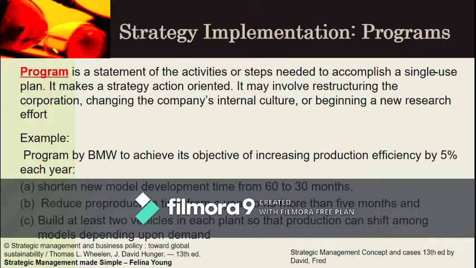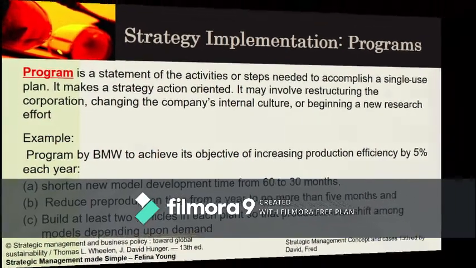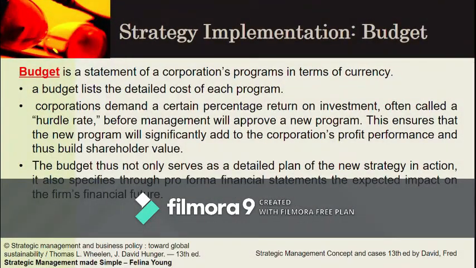And of course, if you already have the strategy, your corporate, functional, you have already your policies, rules, and the program, and you want to implement it, you need to have a budget. Strategic management, changing your strategy and strategy implementation needs to have budget. So budget is a statement of a corporation's programs in terms of currency. A budget lists the detailed cost for each program. You have a program, you have the list of each program, budget for each program.